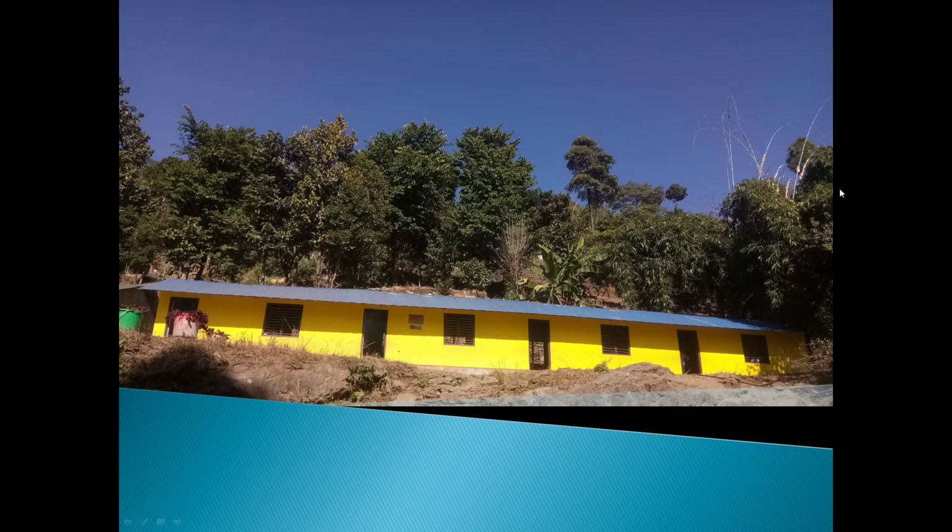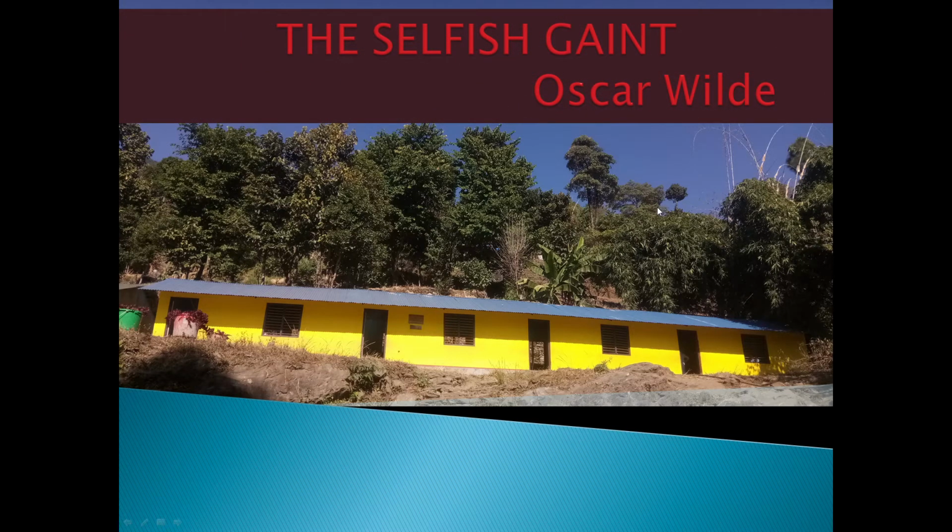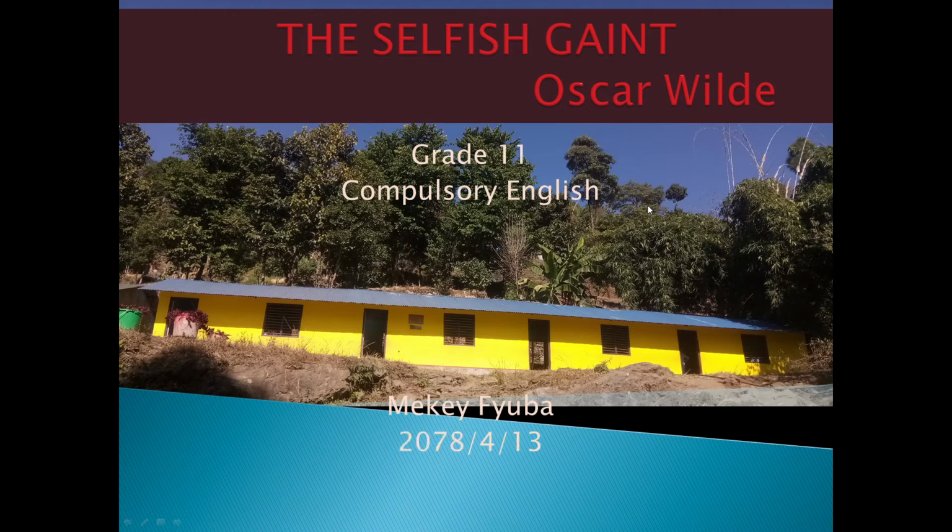Namaste and good morning. Today I am going to present the summary of the story The Selfish Giant by Oscar Wilde. Grade 11 compulsory. Let's see the summary.